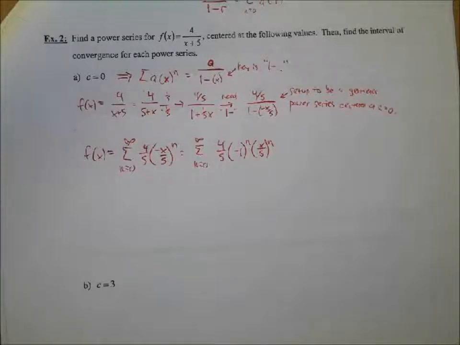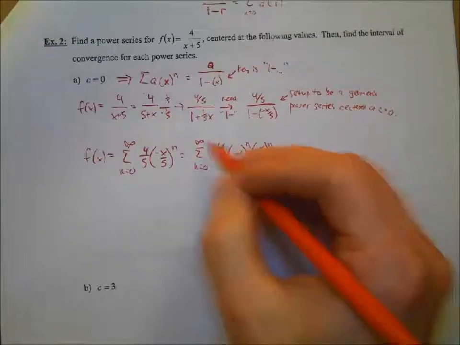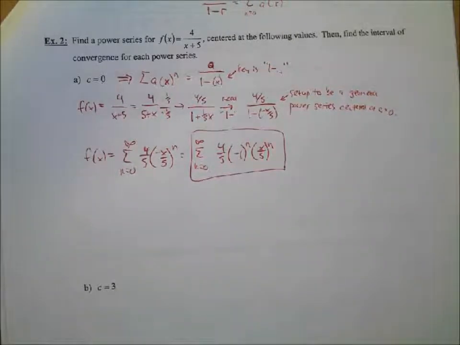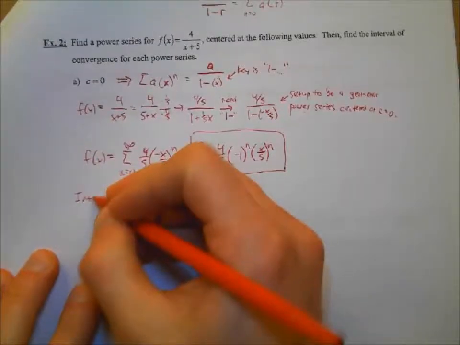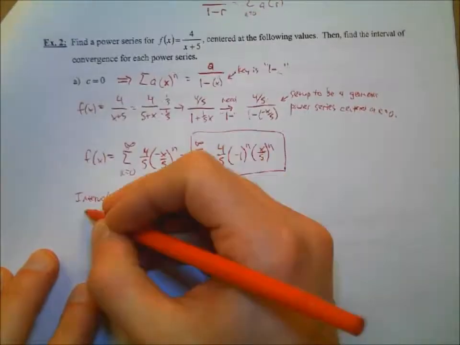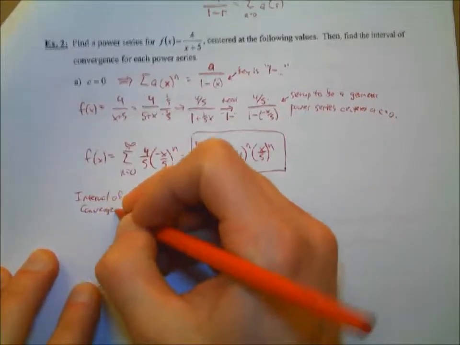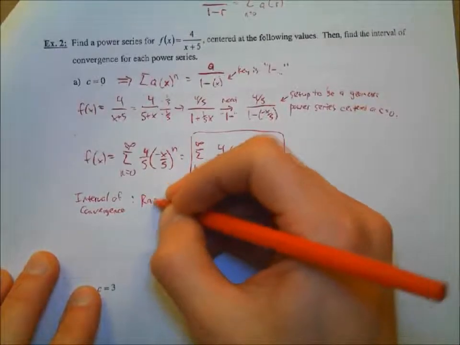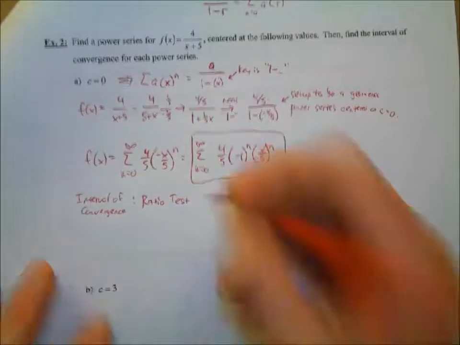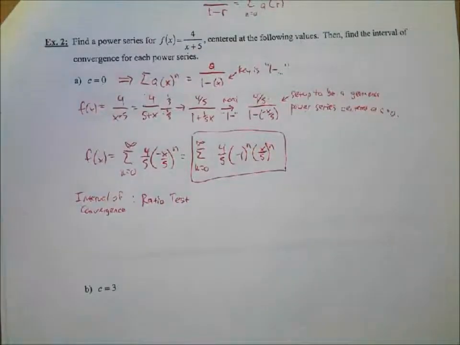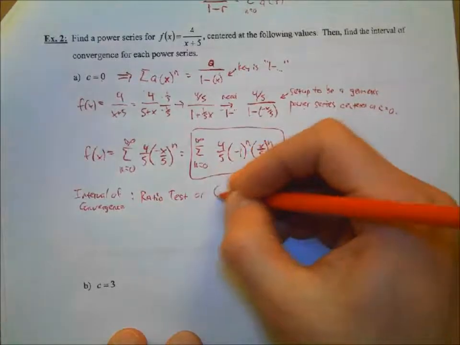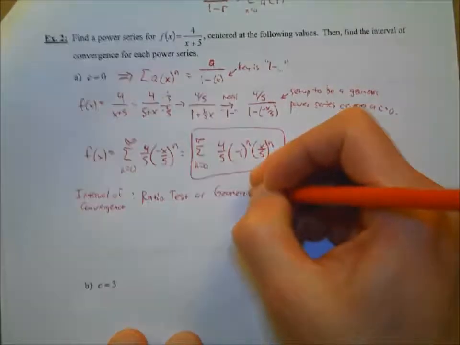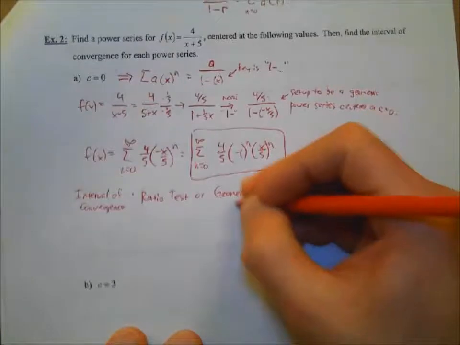Okay, but we're not quite done. So we've got the power series. There's our answer for the first part. But then we also want to show the interval of convergence. Okay, so remember to do interval of convergence. Way back when we first started talking about this, there were two tests we could use for interval of convergence. The typical one that we've been using up to this point was the ratio test. But we also have the geometric series test too. So which one are we going to use first? Geometric series.